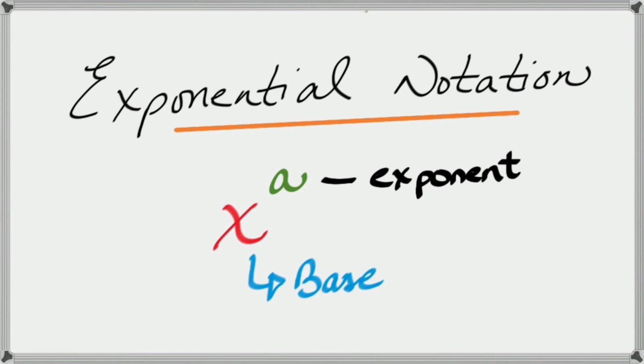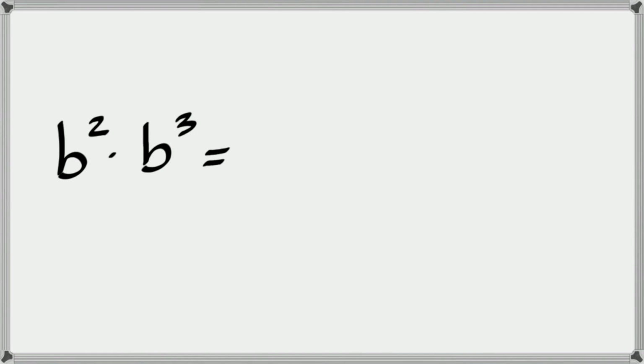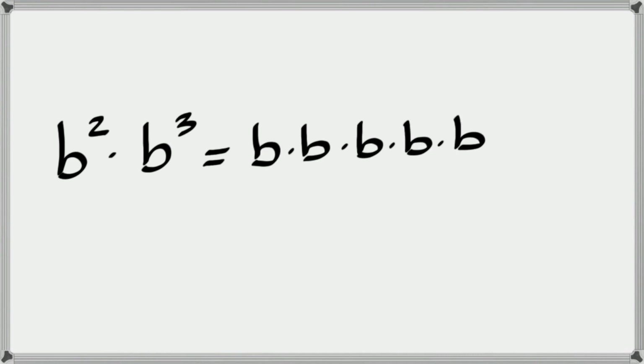So let's begin. Our product rule is going to begin by understanding b squared times b to the third power. Recognize that a power simply means to write it down, in this case twice. B cubed means take the same b, multiply it by itself 3 times. Very important when we are using our product rule.